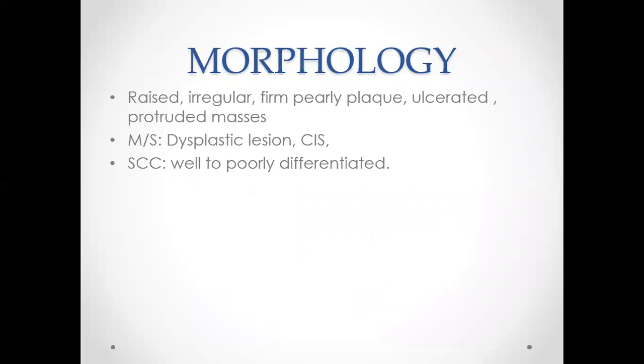So morphology of squamous cell carcinoma: grossly there will be a raised, irregular, firm, pearly plaque which may be ulcerated, and sometimes there may be a fungating and protruding mass formation. And under the microscope, you will see dysplastic lesions, that is carcinoma in situ, along with well to poorly differentiated squamous cell carcinoma. So all the grades, that is grade 1, 2, 3, may be seen. Squamous cell carcinoma may be well differentiated, moderately differentiated, or poorly differentiated or undifferentiated.